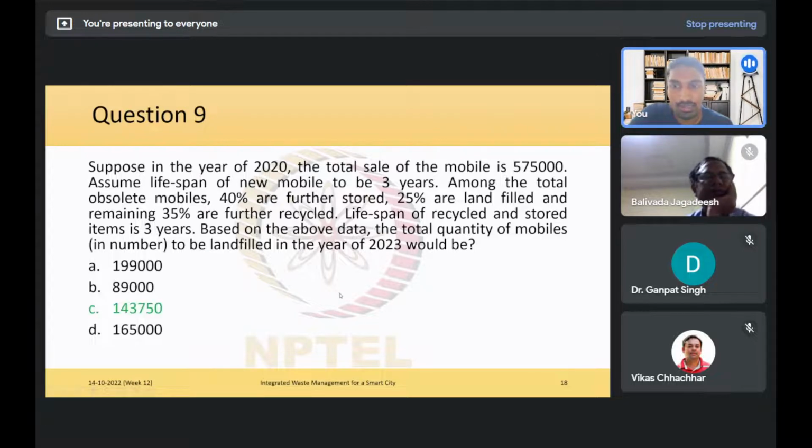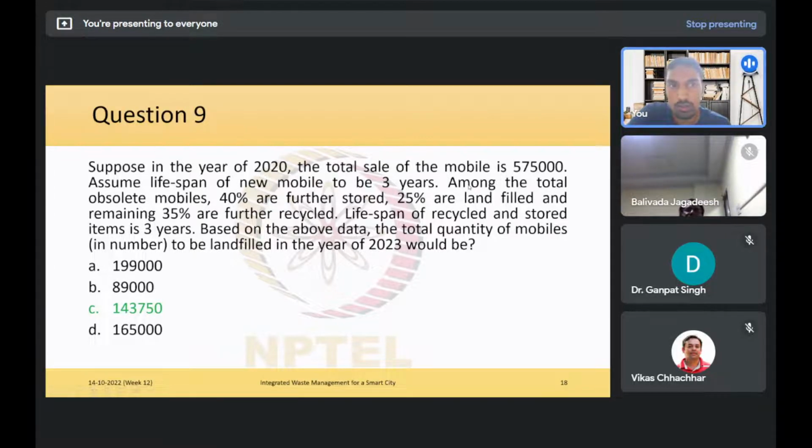It is in fact option C, 1,43,750, that would be the total number of mobiles that will go to the landfill in 2023, right? Before we look at how that number came up, we'll try to understand the question. We are given that in 2020, 5,75,000 mobile phones were sold. That is the total number, and we are also told that the lifespan of a new mobile is 3 years. So all these 5,75,000 mobiles after 3 years will become obsolete. In 2023, 5,75,000 mobiles will become obsolete.